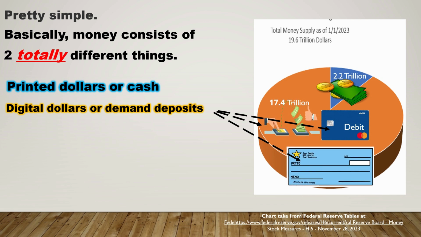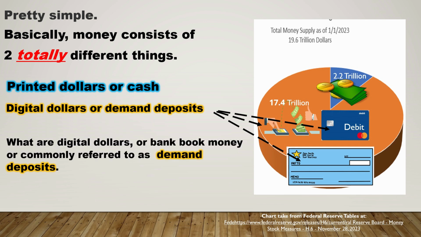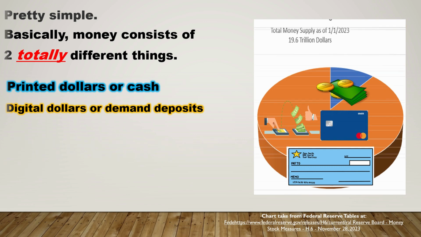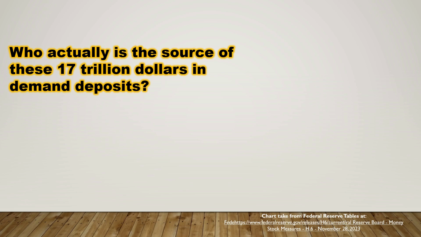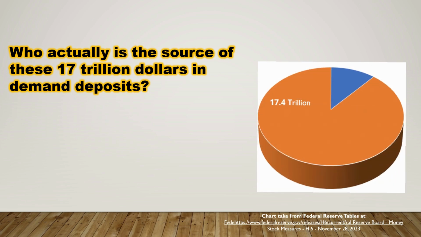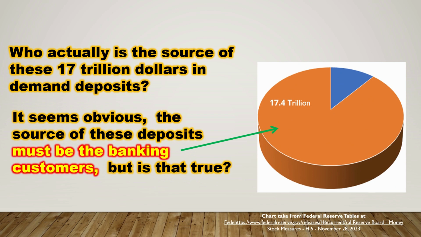So far, all this makes perfect sense. Since printed dollars only account for 11% of our money, and printed dollars are not what is causing our debt problem, let's concentrate our discussion on digital dollars, or bank book money, commonly referred to as demand deposits. Who actually is the source of these $17 trillion in demand deposits? It would seem obvious that the source of all these deposits must be the banking customers, but is that really true?